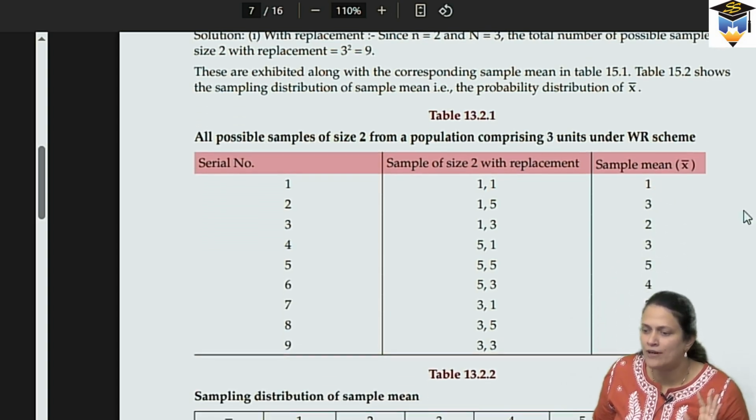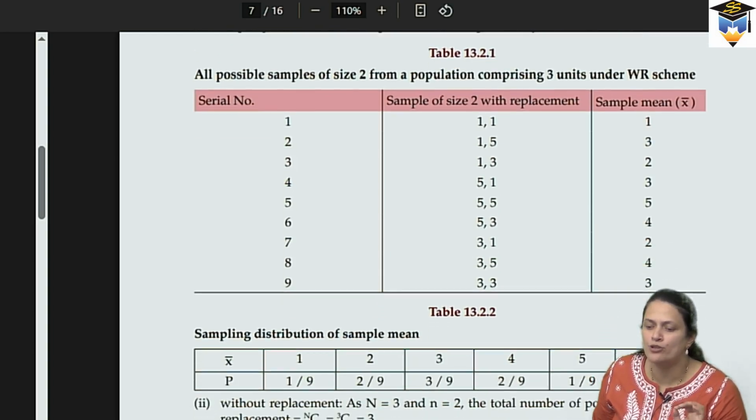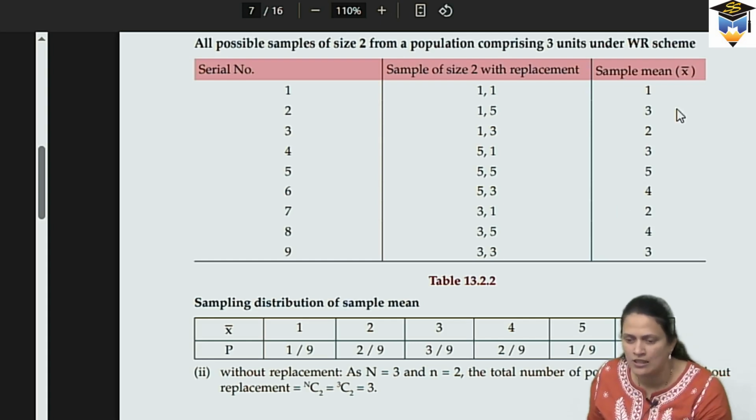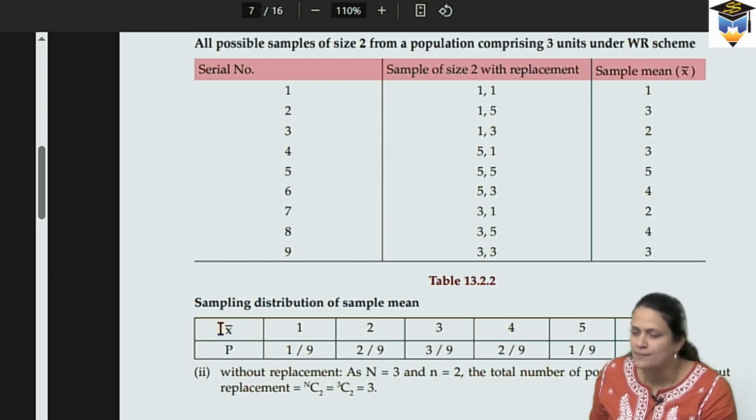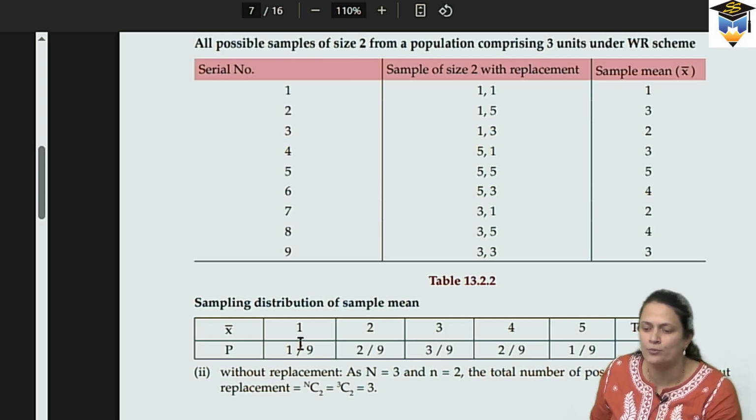Similarly, they have found the sample mean for all the options. Now we have to do the sampling distribution of the sample mean. So look here, x bar values are taken. 1 is repeated how many times? Total are 9, and out of 9 only 1 is repeated. So 1 upon 9 is going to be P, the probability.